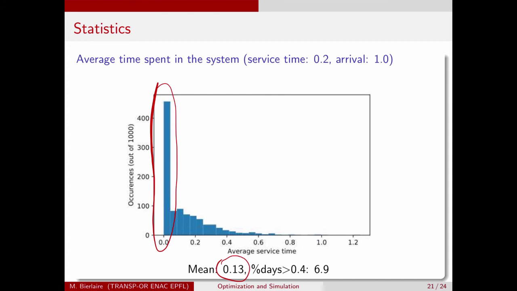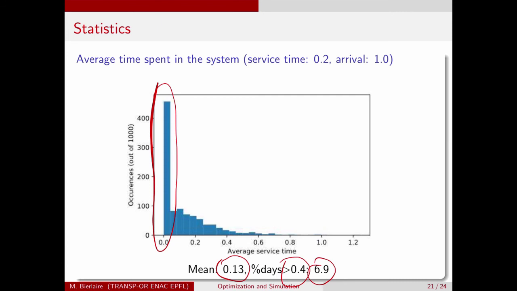And when I look at this histogram, I'm also interested in the tail. So maybe another statistic that I'm interested in calculating would be the number of days, or the percentage of days, where the average time spent in the system is larger than 0.4. In that case, almost 7% of the days are larger than 0.4.